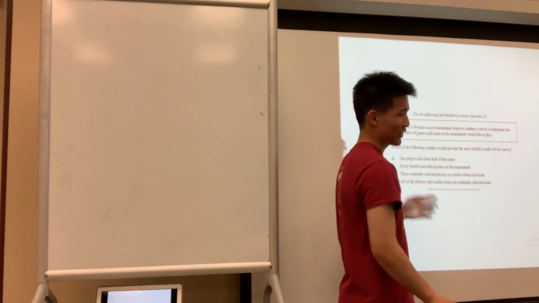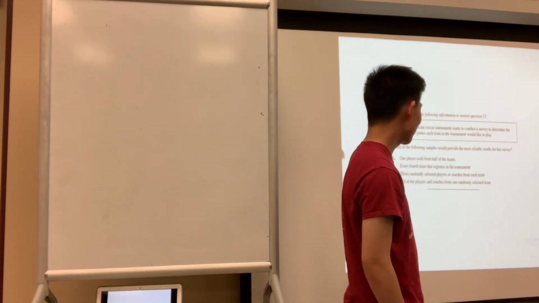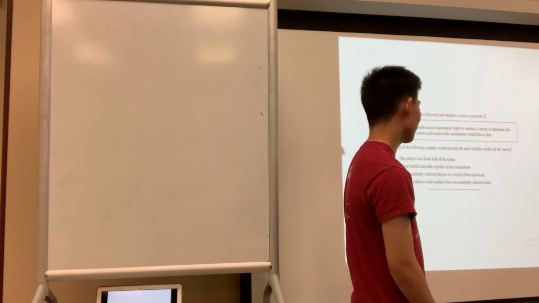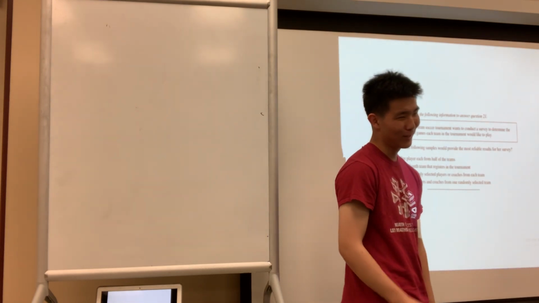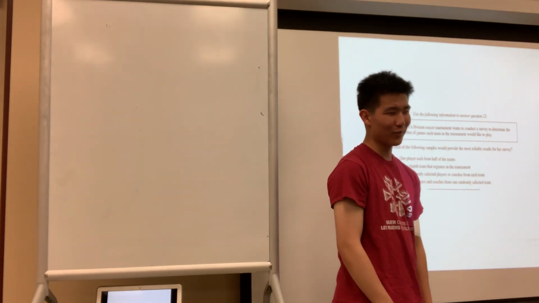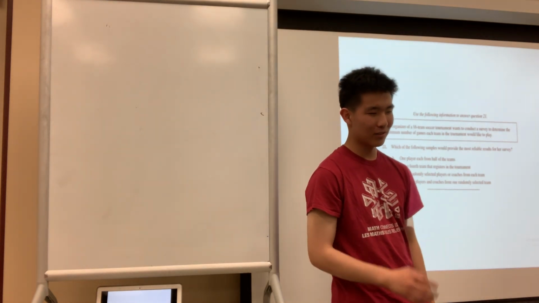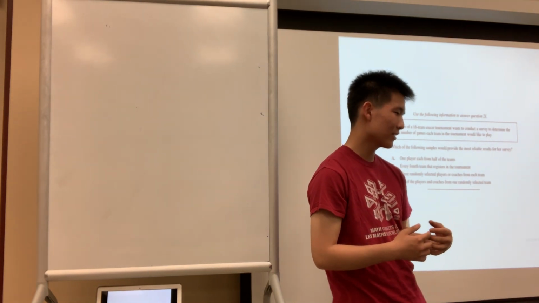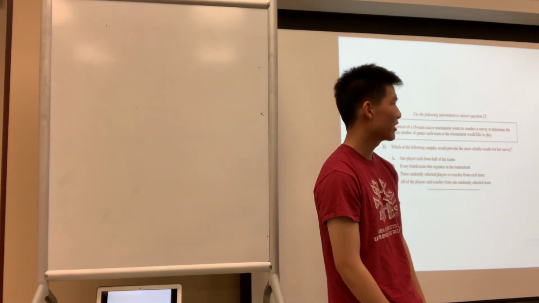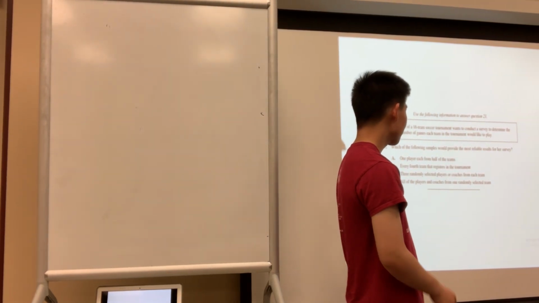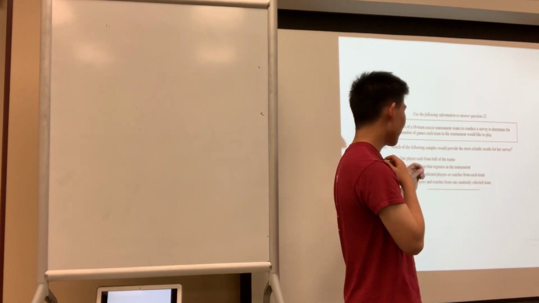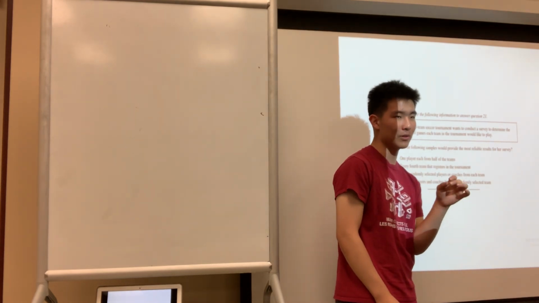I'm going to go with D because the right answer is C. But D is all the players and coaches from one randomly selected team. That's very bad, obviously, because you literally only have one team that speaks for the entire 16-team population. So C, 3 randomly selected players or coaches from each team.